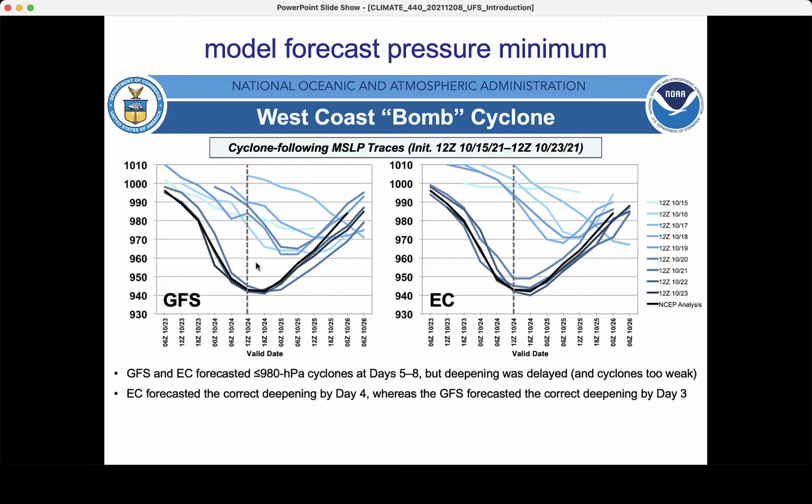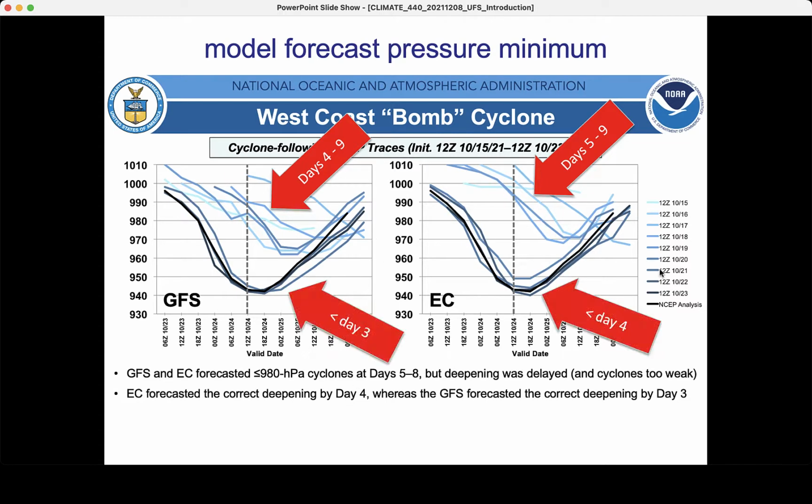What's shown in this figure, these are different forecast times, so each trace of a blue line is a different forecast line. The black is the observed mean sea level pressure traces at the center of the storm, so they're cyclone following. What you see up here is from days 4 to 9 and days 5 to 9, we're not really predicting this storm. However, starting at day 4, the European Center system starts to trace the storm pretty well. Starting at day 3 forecast, the GFS, the UFS-based system, starts to trace the storm quite well.